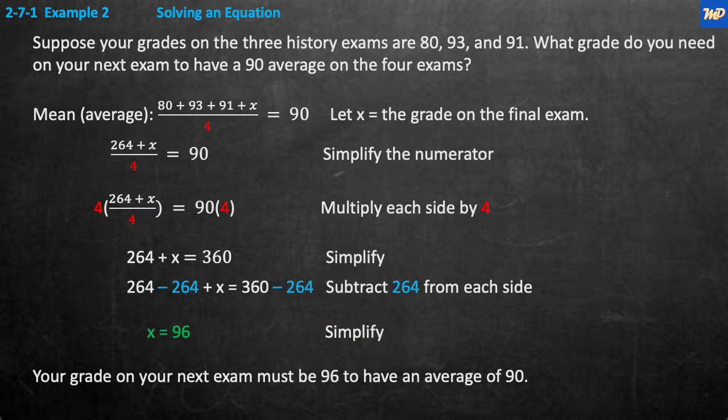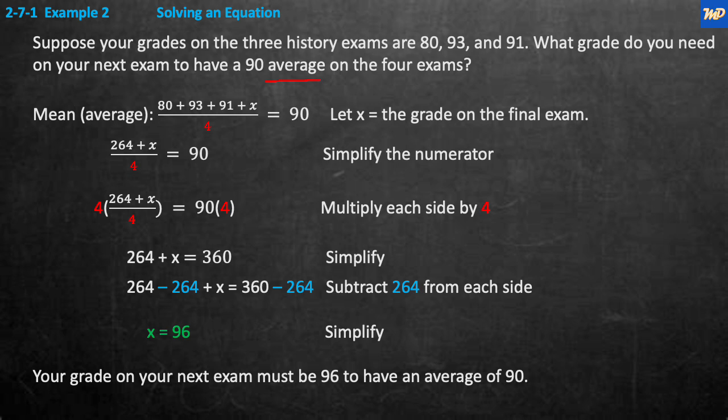Okay, example 2, solving an equation. Suppose your grades on your three history exams are 80, 93, and 91. What grade do you need on your next exam to have a 90 average for the 4 exams? Well, they want an average, right? So we know we're looking for the mean, since they're asking for an average right here.